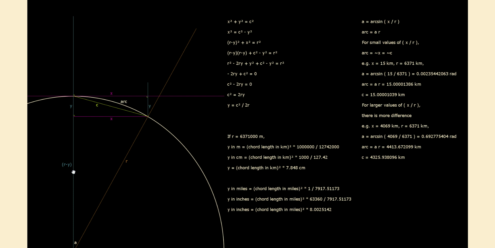X squared we already know to be c squared minus y squared, so we can replace that x squared with c squared minus y squared, and we get r squared minus 2ry plus y squared plus c squared minus y squared equals r squared. We have a plus y squared and a minus y squared on the same side of the equation. We can just get rid of those. And we have r squared on both sides, so we can subtract r squared from both sides, and we're left with minus 2ry plus c squared equals 0. Which sounds better if you say it's c squared minus 2ry equals 0, which is another way of saying c squared equals 2ry.